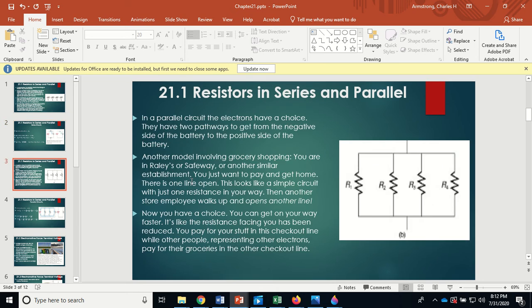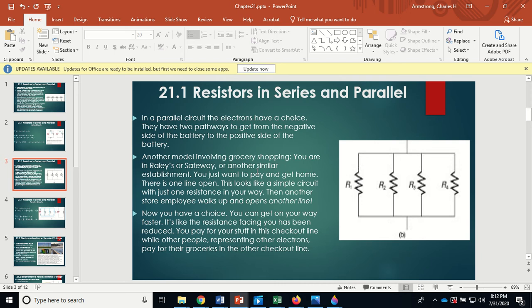Now, parallel circuit. In a parallel circuit, the electrons have a choice. They have two pathways to get from the negative side of the battery to the positive side of the battery. Another model involving grocery shopping. You are at Raley's or Safeway or another similar establishment. You just want to pay and get home. There is one line open. This looks like a simple circuit. There's one resistance you have to go through.